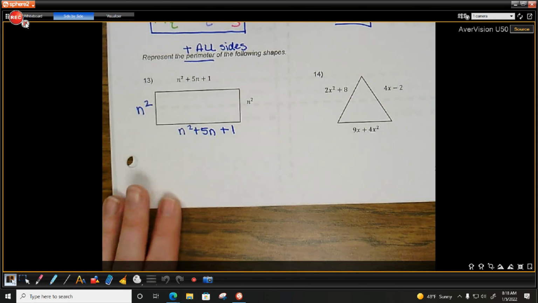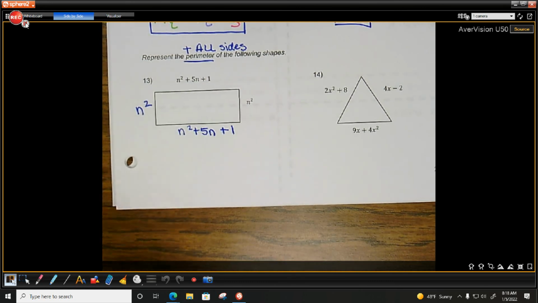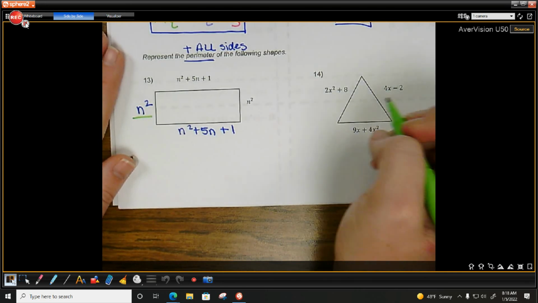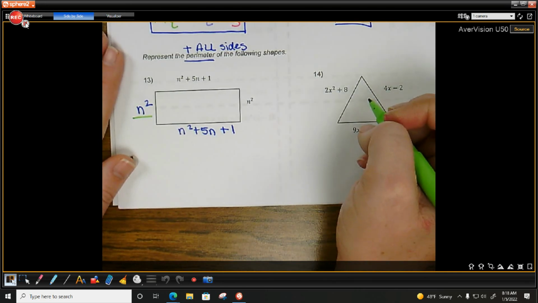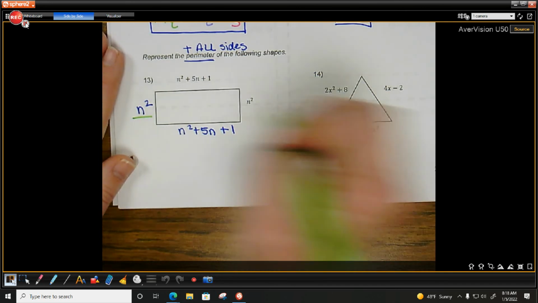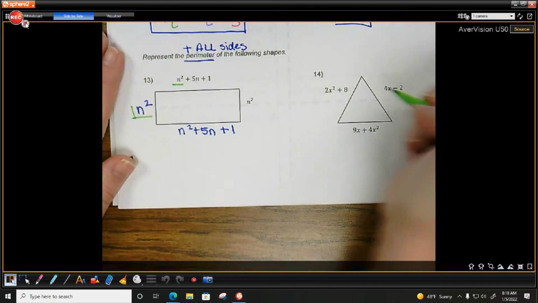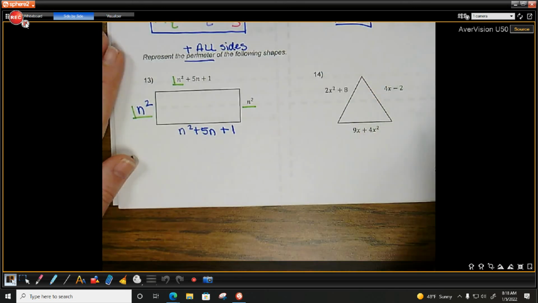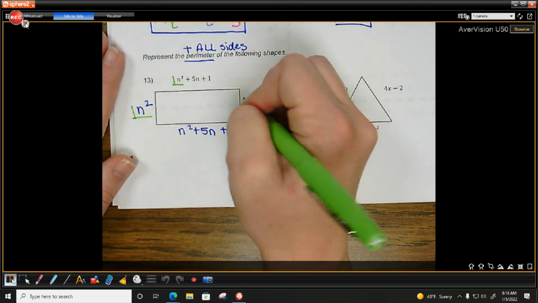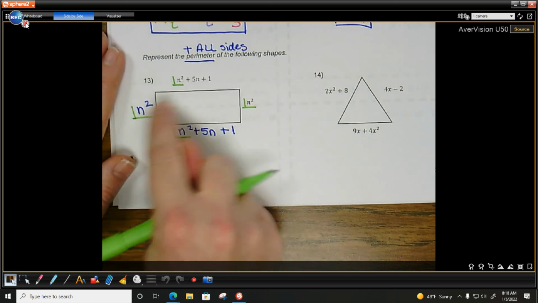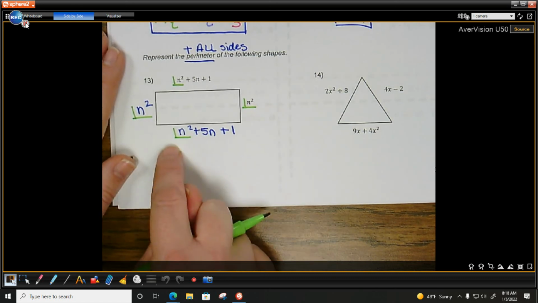We're good at underline, boxing, squaring stuff. So let's underline our like terms. I have an n squared here. What's its coefficient? That's the exponent. What's the coefficient? 1. I have an n squared here. What's its coefficient? 1. So 1 plus 1 plus 1 plus 1. 4n squared.